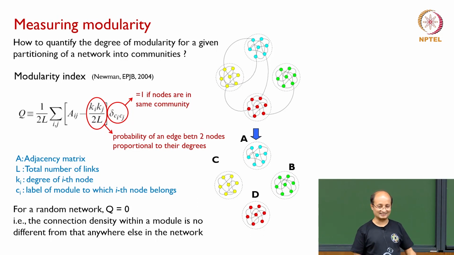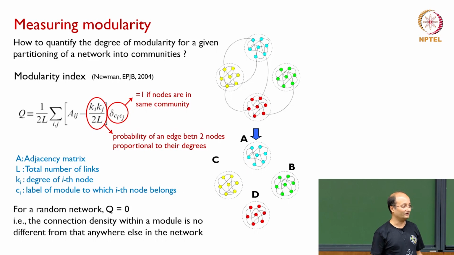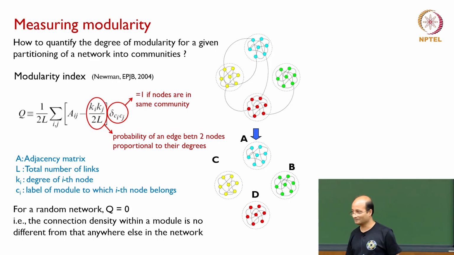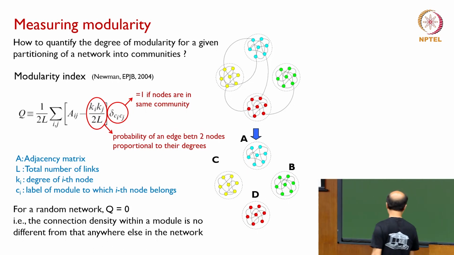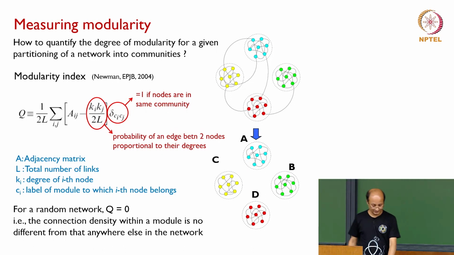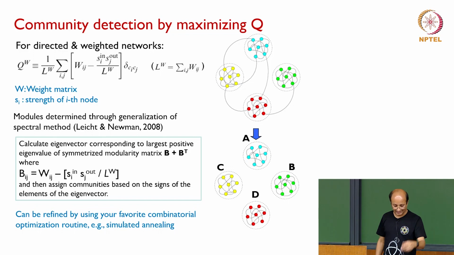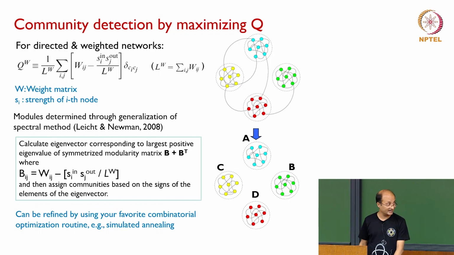The problem is simply this: I make a random guess, I find Q, then I make a change to my guess, see if Q becomes larger or smaller, accept that or not, and then keep doing this over and over again until I can improve this guess no further. So now this turns into an optimization problem, and you can use any of your well-known optimization routines on this. This is what is used in the literature very often. And you can generalize this also for weighted and directed networks.